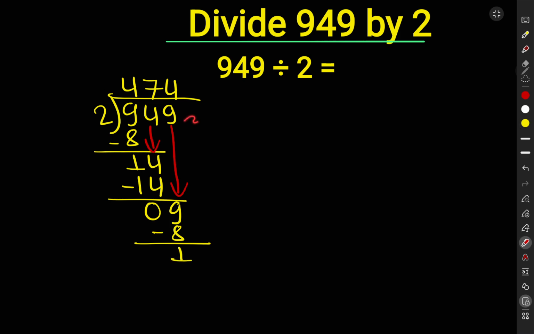So now there is no other number to put it down. So we take here decimal so that we put 0. So it is 10 and 2 times 5 is 10. On subtracting we get 0. So 949 divided by 2 is 474 decimal 5.